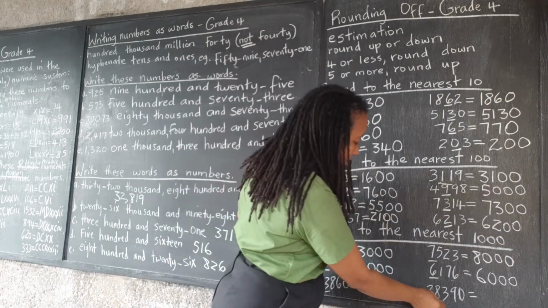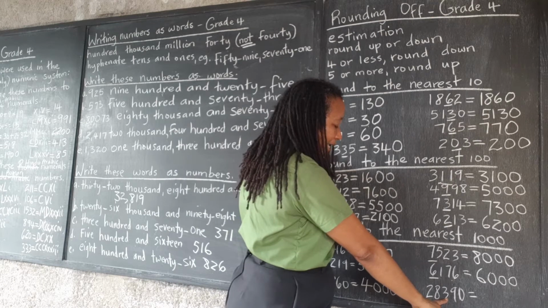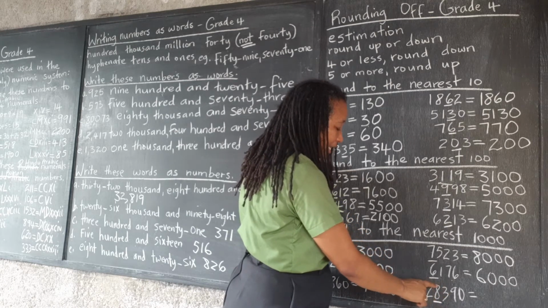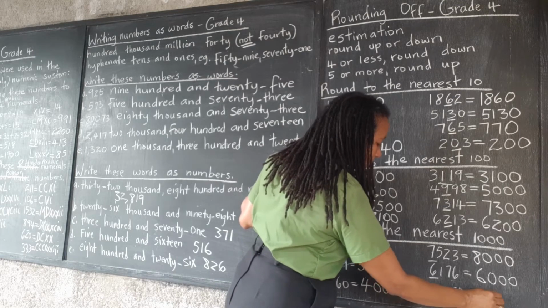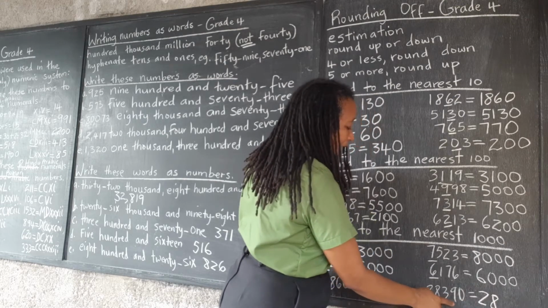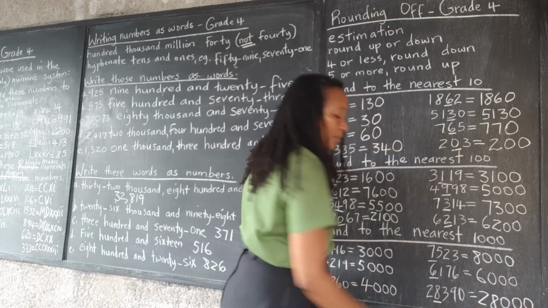Now 8 is in the 1,000 place. 3 is to the right. We're not going to add to the 8. So we write back the 28. And these get placeholders. Okay.